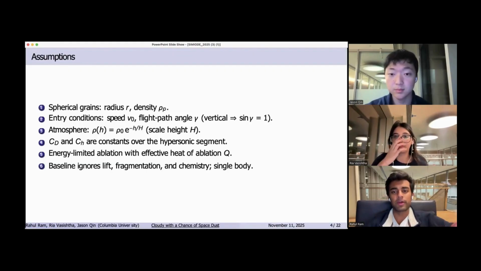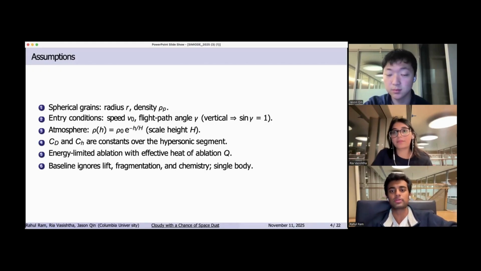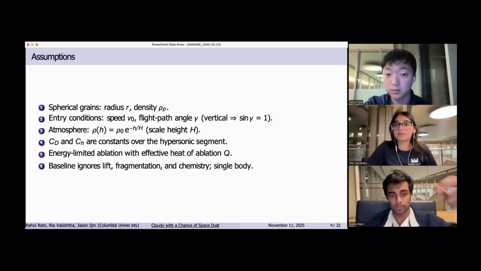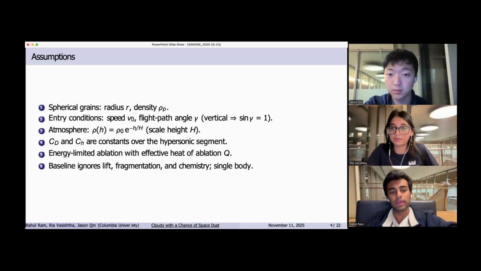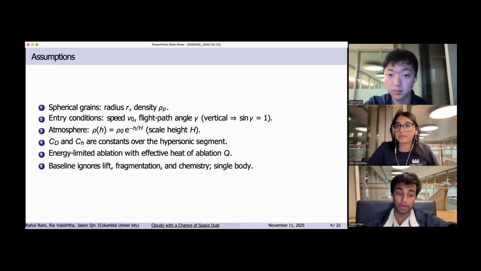We'll start with a few simplifying assumptions. One, every grain is a sphere of radius r and density rho p. That's not true in reality, but it keeps drag and heating easy to calculate, and the results still show the right trends. It enters with speed v naught, and we assume all particles fall straight down so we can focus on the vertical case first. Next, we assume the air gets thinner exponentially as we go up. This is a very standard atmospheric model, as it makes the equation neat and still realistic.